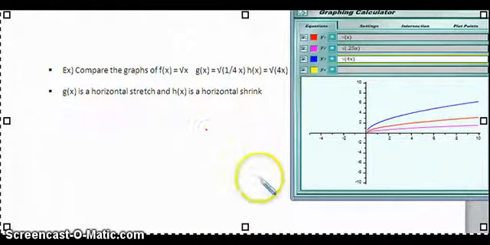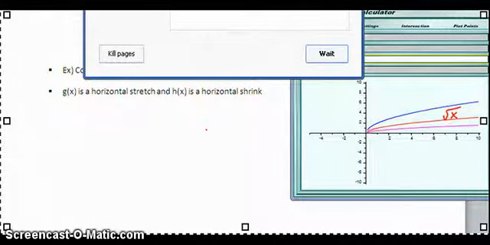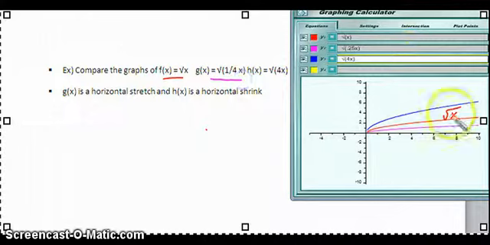Alright, I'm going to invite you to pause the video and draw the 3 graphs that I have on the screen as well. Just so you know, the red graph is the parent function graph. This time it's the square root of x. The pink graph is the square root of 1/4 x. And the blue graph is the square root of 4x. So again, I invite you to pause the video, draw those 3 graphs.